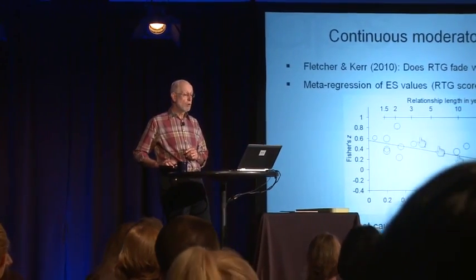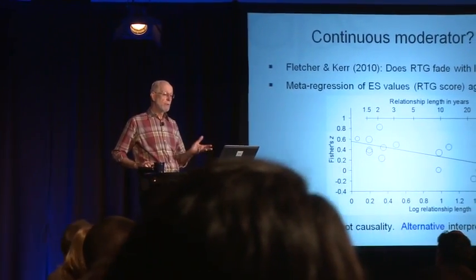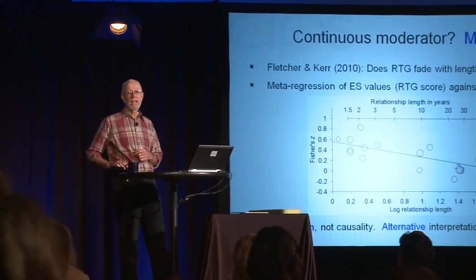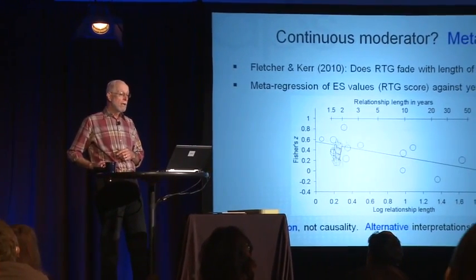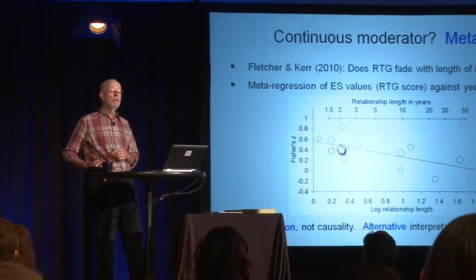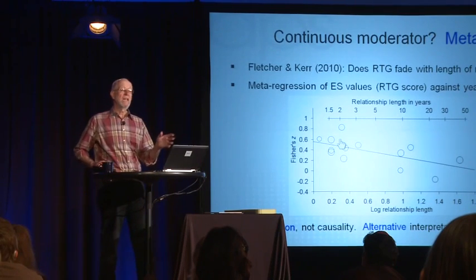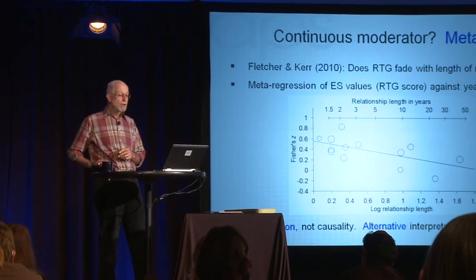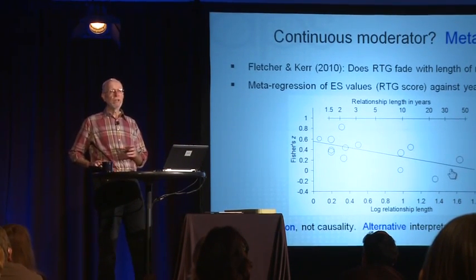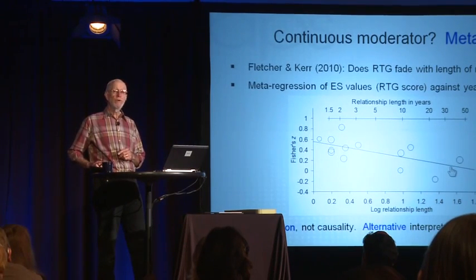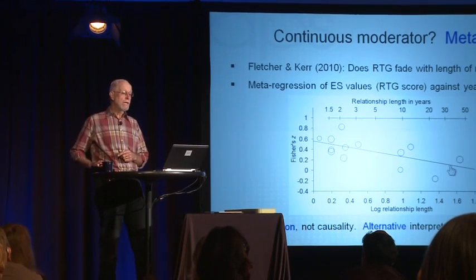Or there might be a cohort effect. Presumably these papers were published in the last 15 years or something, so people down here are probably mainly college students and they were born in the 80s and 90s or something. Whereas people down here must have been born in the 40s and 50s, different world, different ideas about relationships, and so maybe a cohort effect. But the point is, any moderator analysis is a correlational thing.